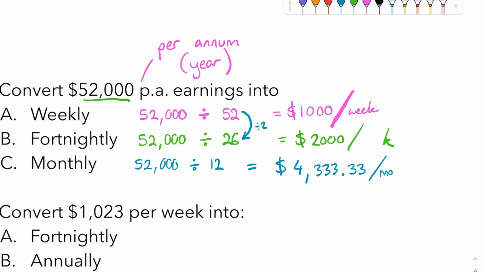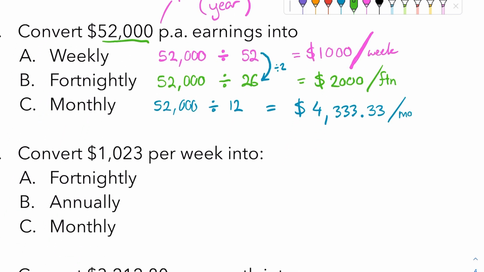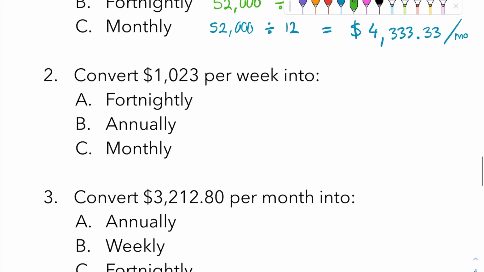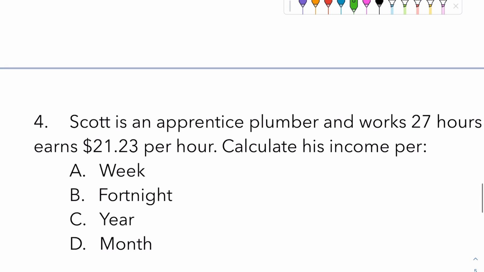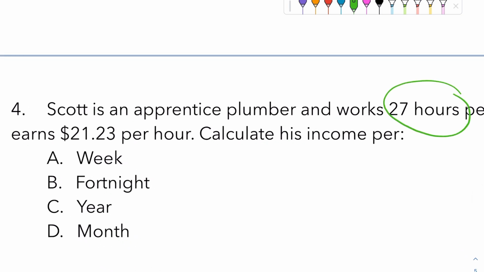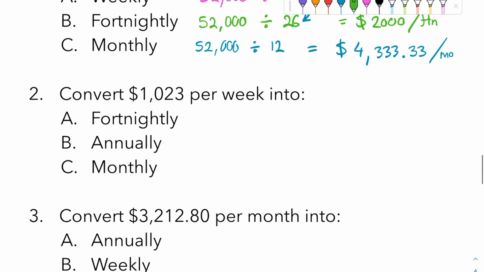Actually, I wrote this one here. That should say fortnight. So I think fortnight is FTN for short. So that's basically what this whole thing is about. I'm just going to go through these two, which will be very similar, and then this one here is a little bit different because it's going to work on hours. So let's go through these.